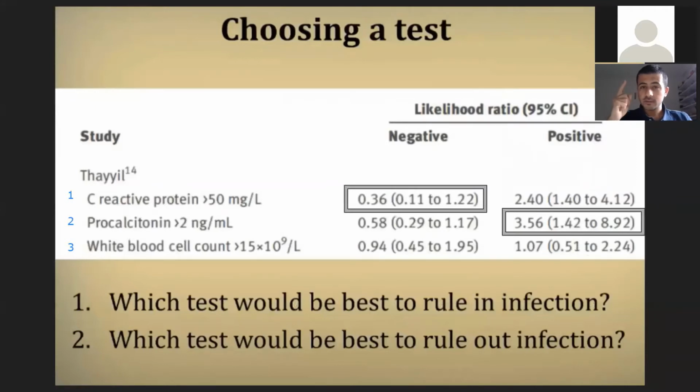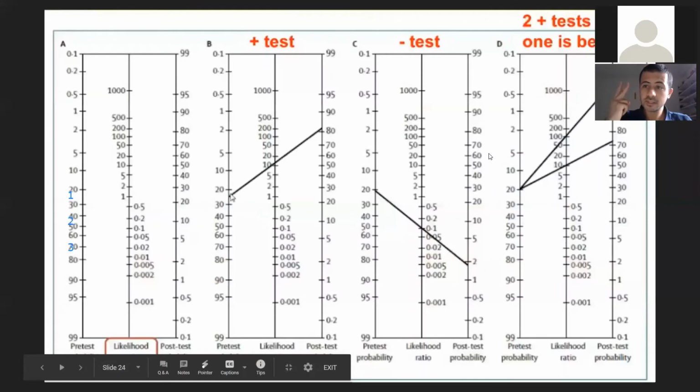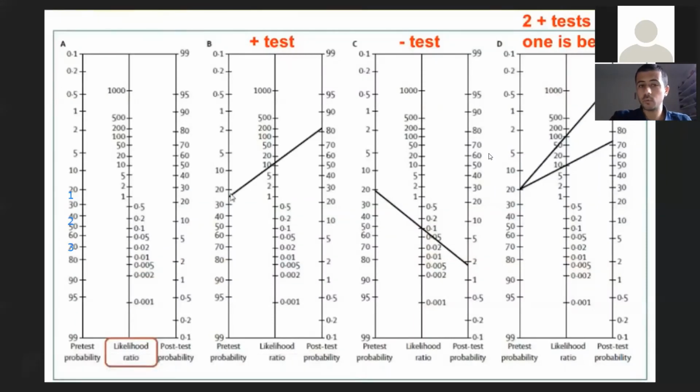Actually, the first possible benefit of likelihood ratios is to choose the test. For a negative result, to rule out infection, I'll take the lowest, and to rule in infection, I will take the highest. The second benefit is the pre-test and post-test probability.